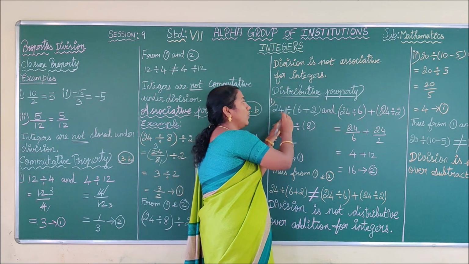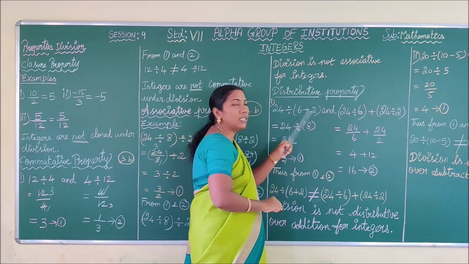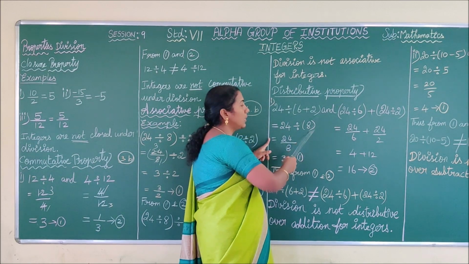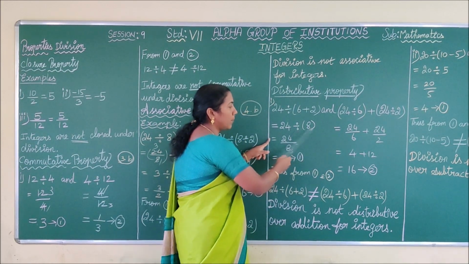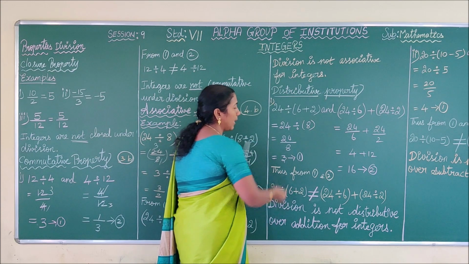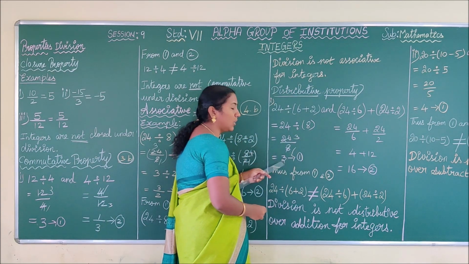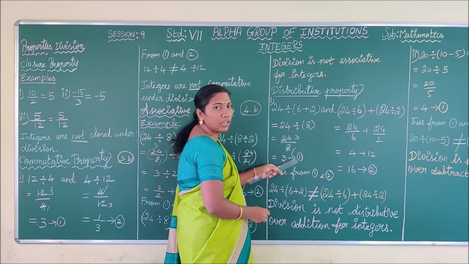Thus 24 divided by 6 plus 2. First I am evaluating 6 plus 2 is 8. That is 24 divided by 8. 24 divided by 8: 1 8 is 8, 3 8s are 24, 3 by 1 which is equal to 3. Let it be equation number 1.